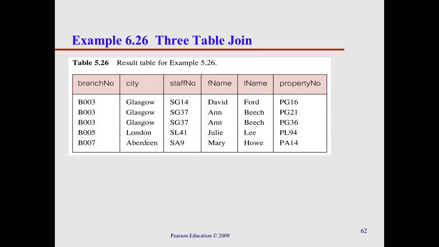So basically we want this result table: the city, the staff member, and the property they're managing. And you can see, for example, that Ann Beach is showing up twice because she is managing two different properties, both of which are out of the Glasgow branch.